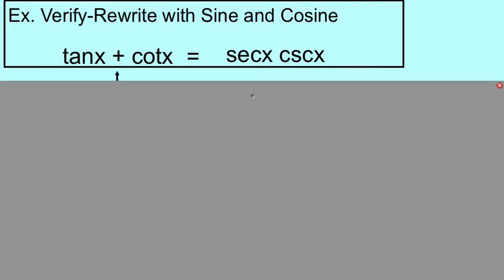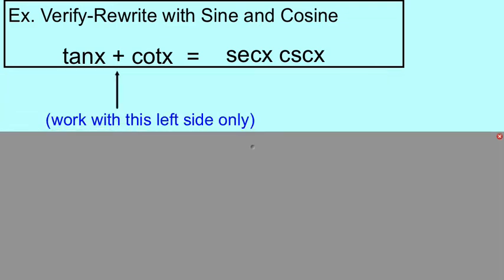So the technique we're going to use is we're going to rewrite one of the sides to all sines and cosines. So I'm going to pick the left-hand side. If you need to pause this video, please do so. Make sure you have your formula sheet out on your desk too when you're watching this video. So we're going to work with the left-hand side. We want to rewrite this to all sines and cosines.